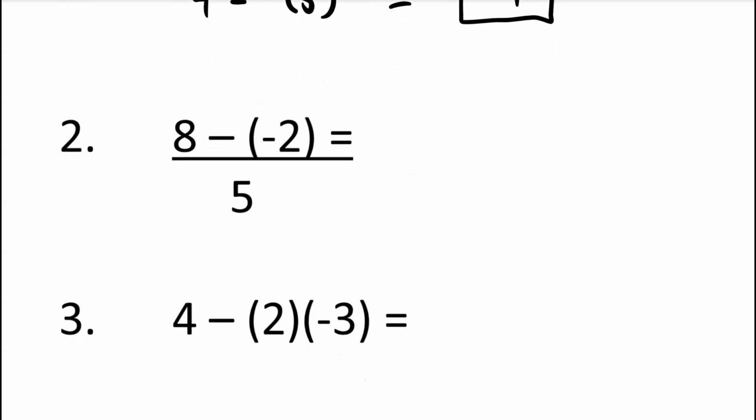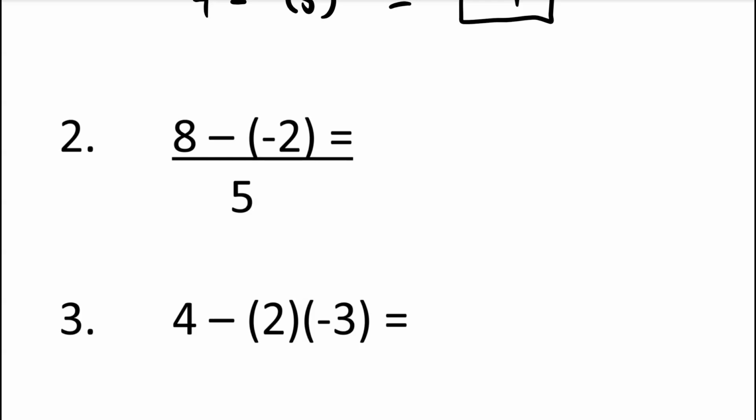In example 2 here, we have 8 subtract negative 2, all divided by 5. In order to do this, we first must do the top section. This is going to act as if it was brackets. I know the division comes before the subtraction, but due to it being set up this way, whenever the numbers are set up on the bottom over top like a fraction, it's the same as doing brackets. So you must address the top before you can go into the division.